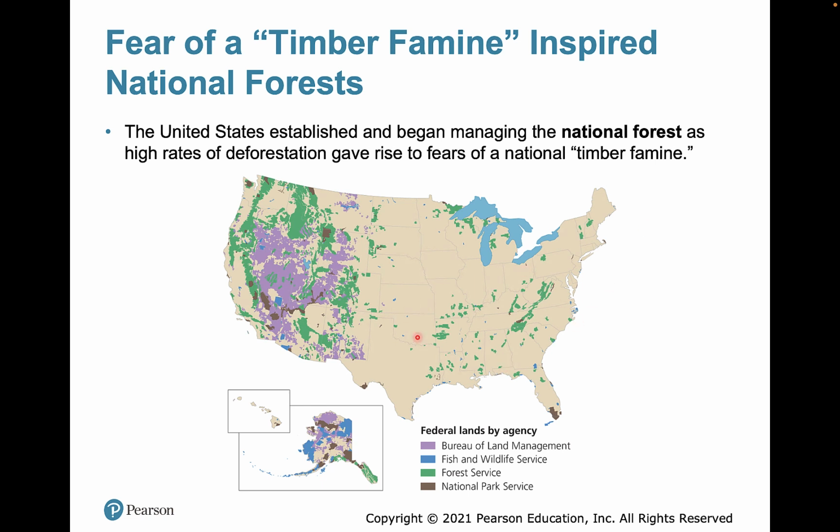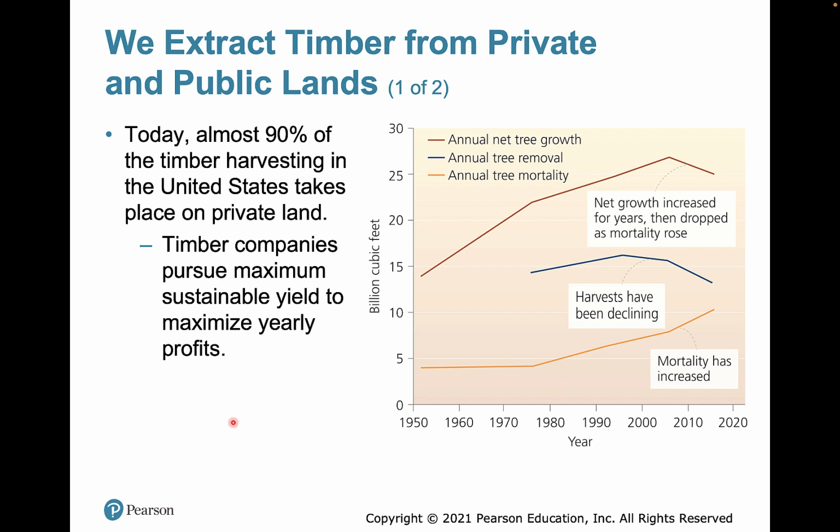All right, so this map shows all of the different areas of land and who they're managed by. You've got the Bureau of Land Management, which is the purple, which is frankly most of the West. Fish and Wildlife Service is blue, and a good chunk of Alaska is that. The Forest Service is the green. There's a lot of national forest. And the National Park Service are these brown spots. So different kinds of land are managed by different land agencies.